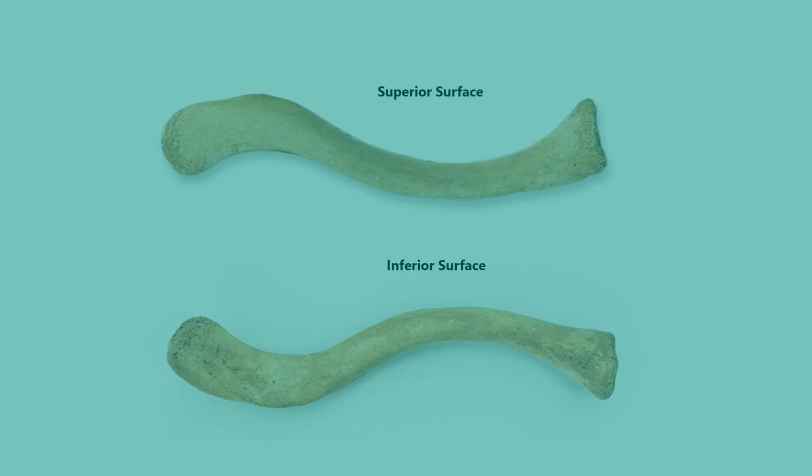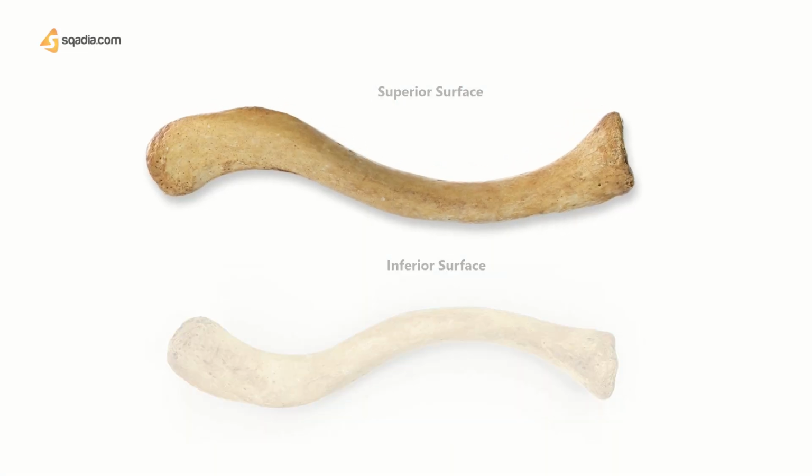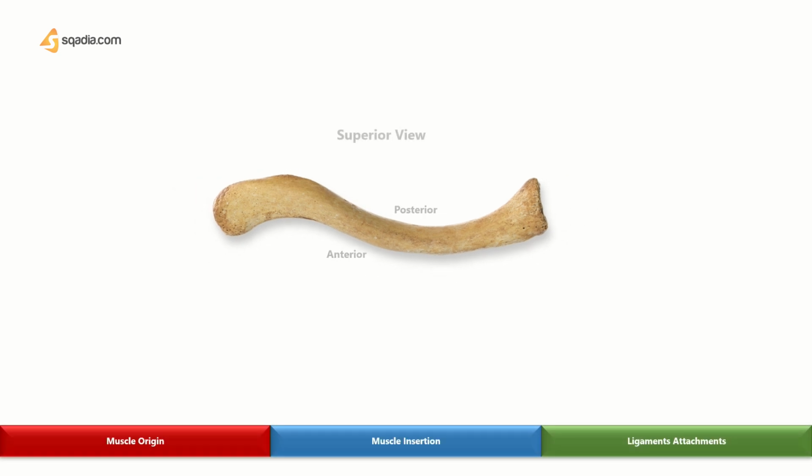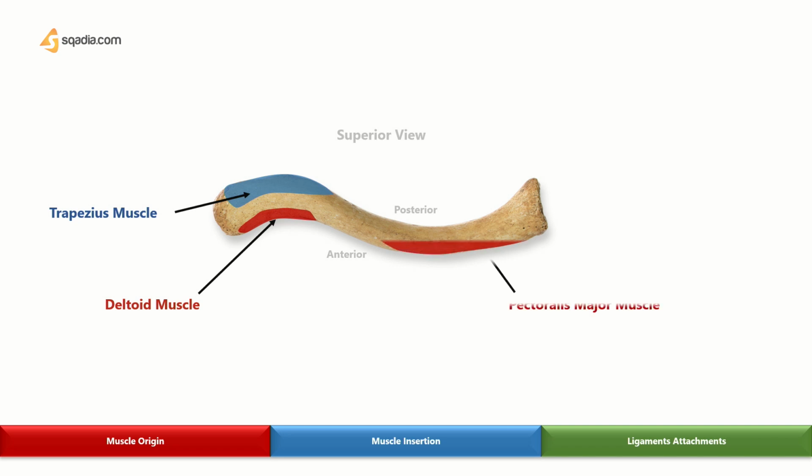So coming back to our discussion on the muscles and the ligament attachments of the clavicle. Keeping in mind the superior view of the clavicle, starting from the lateral 1/3 of the clavicle, the anterior border gives attachment to the deltoid muscle. The posterior border gives insertion to the trapezius muscle. The medial 2/3 gives attachment to the pectoralis major muscle on the anterior border. Its superior surface gives attachment to the sternocleidomastoid muscle.